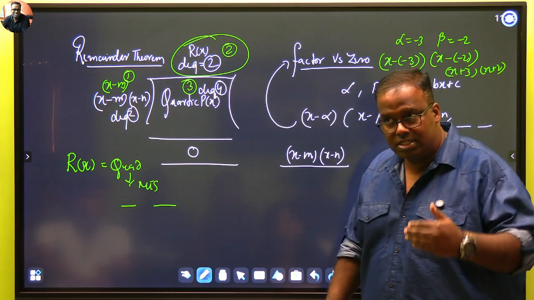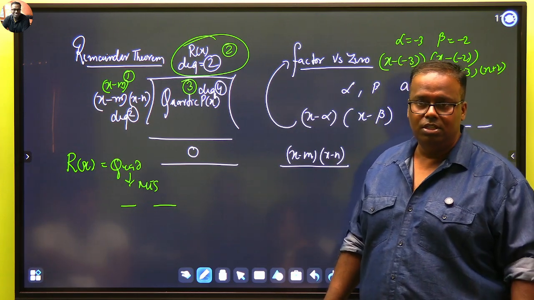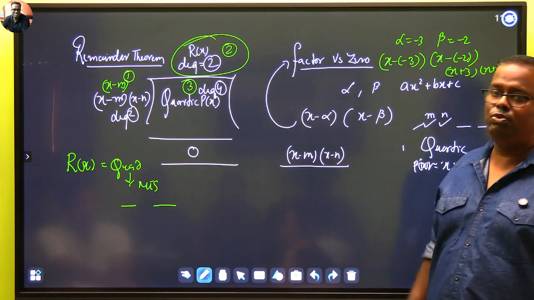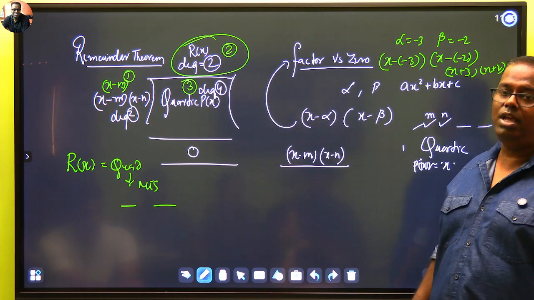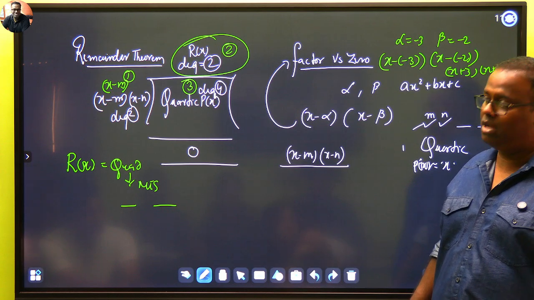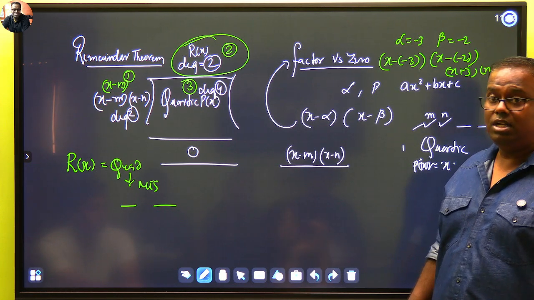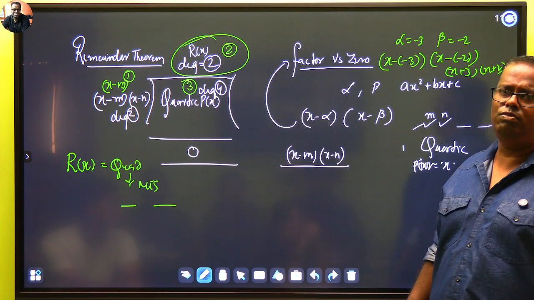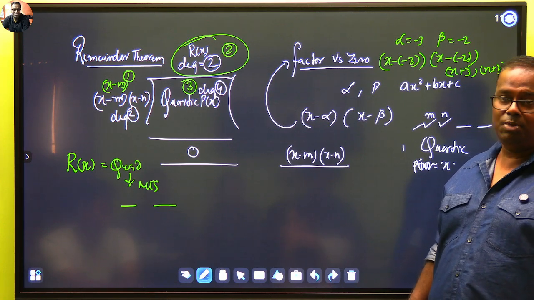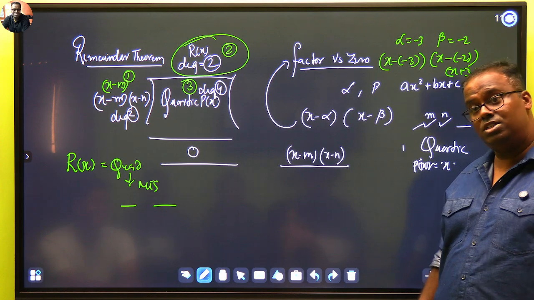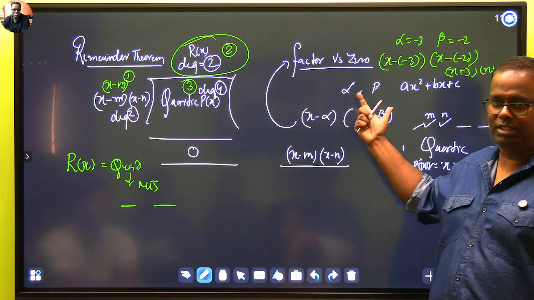Sir, can we extend this to cubic? Why not? In a cubic polynomial, if you have alpha, beta, gamma as the zeros, then x minus alpha, x minus beta, x minus gamma are the factors. Sir, in a quartic, alpha, beta, gamma, I am not naming the fourth one. So the fourth one is Sarthak. So x minus alpha, x minus beta, x minus gamma, x minus Sarthak should be a factor.